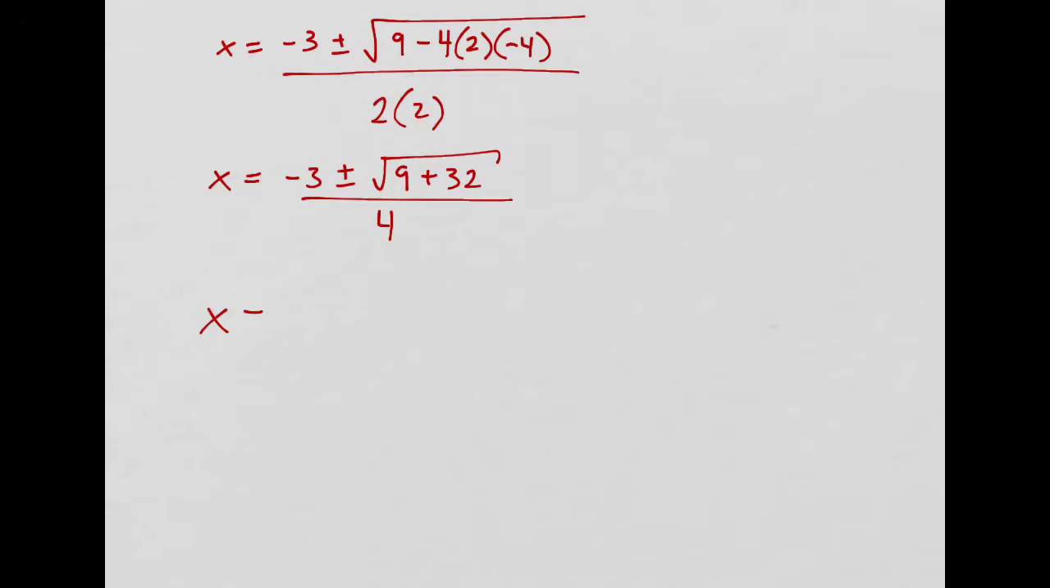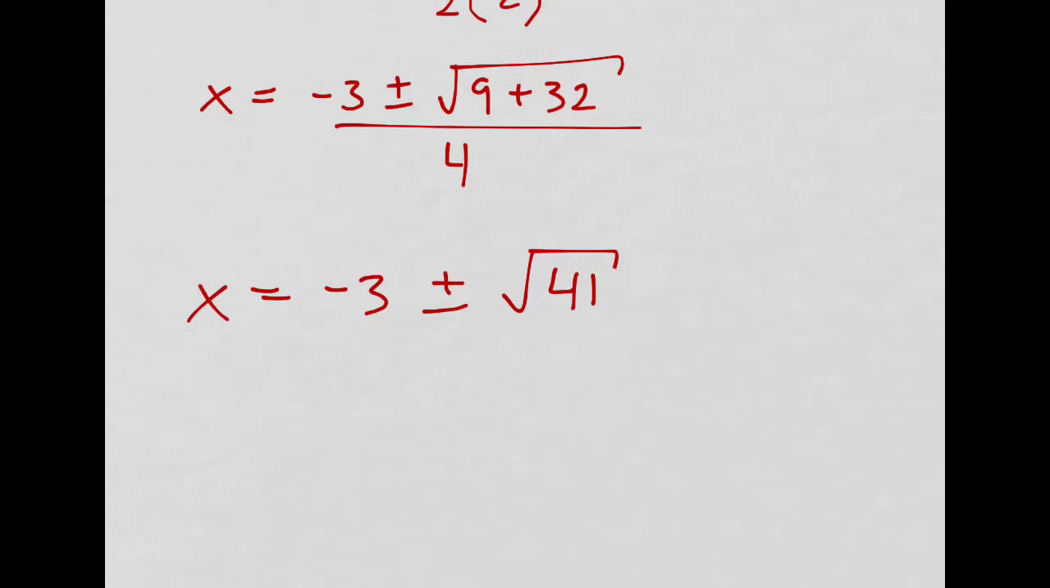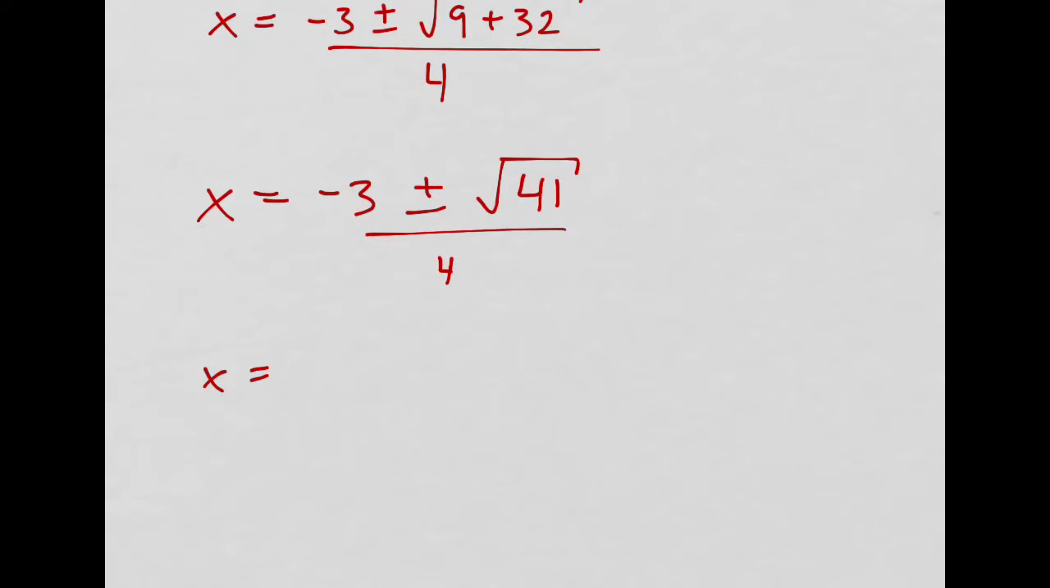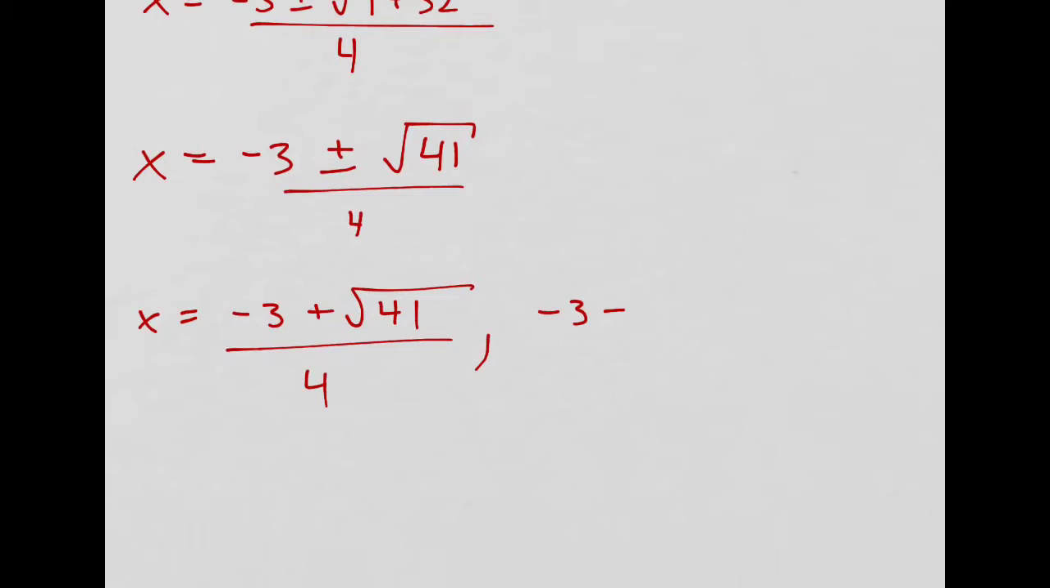And then I have x equals negative 3 plus or minus the square root of 41, all over 4. Now, I try 41. Can I write that as a perfect square times something else? I think 41 is prime. So, no, I cannot. So, I can leave my answer like this. I can write it like this. Negative 3 plus square root of 41 over 4 and negative 3 minus the square root of 41 over 4.